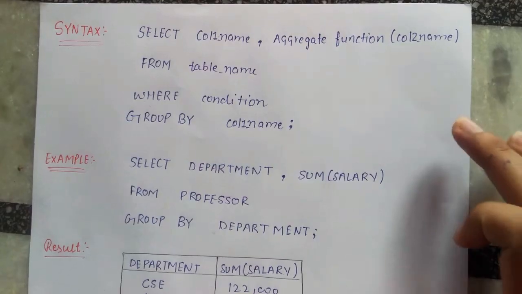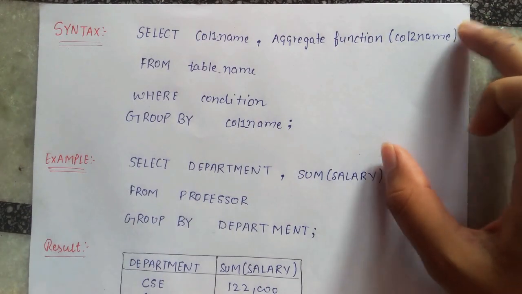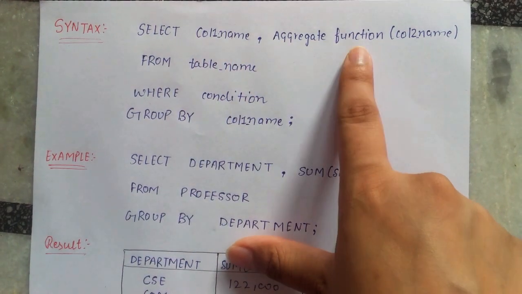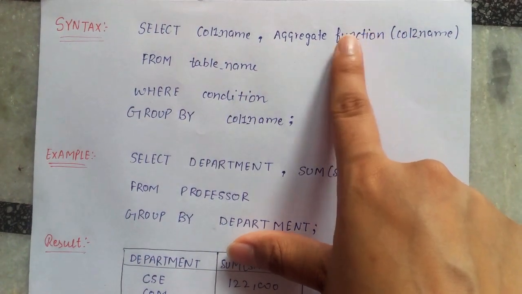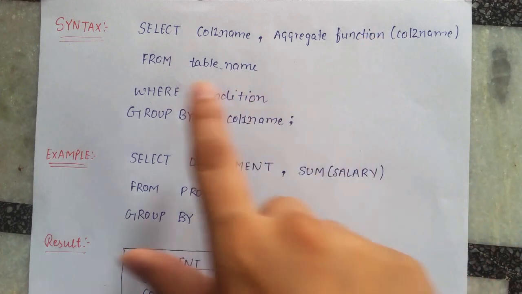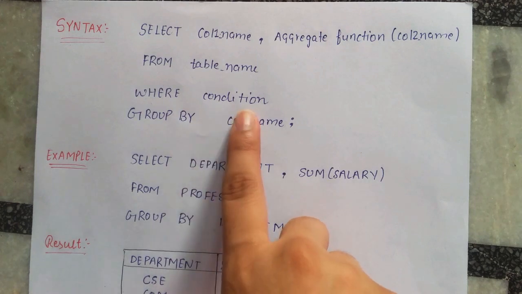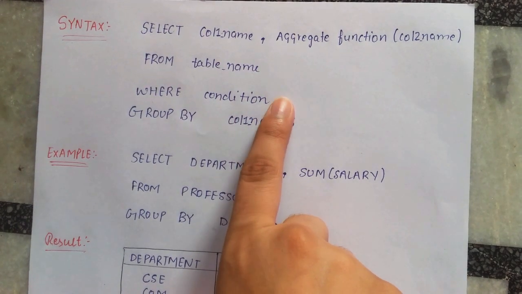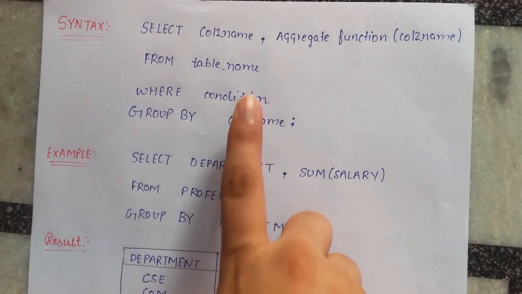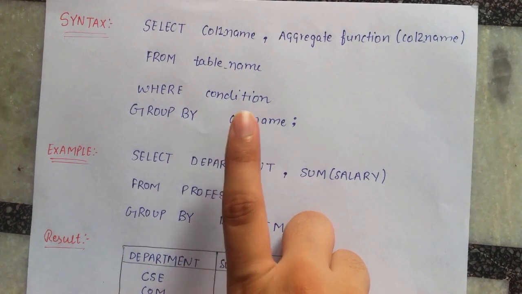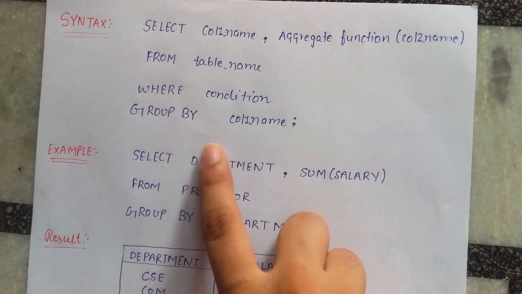So this is the syntax for our group by clause. It is select column name, aggregate function and the column on which we want to perform this aggregate function, from table name, whatever table we're going to use, where condition, which is optional. If you want to add some where condition, we can add. And then finally, group by column name, whatever column we want to group the data on the basis of.